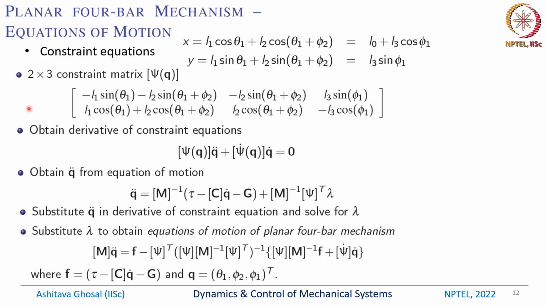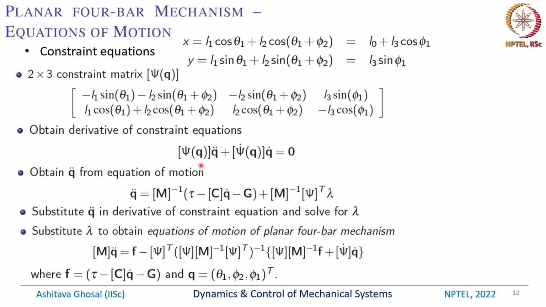Okay, and we can differentiate these equations, and then we get this 2 by 3 constraint matrix. So when you differentiate the first one, you will get minus L1 sin theta 1. Okay, so partial differential with respect to theta 1, then partial derivative with respect to phi 2, and the partial derivative with respect to phi 1. So the first partial derivative, once you take it on this side, will become sine phi 1, and then this one will be minus sine phi 1, and the partial derivative with respect to phi 1, we'll get minus L3 cos phi 1. So this is a 2 by 3 matrix.